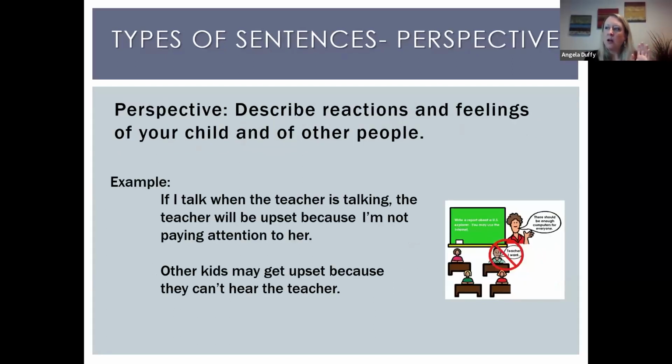Okay, so next we're going to go over perspective sentences. These perspective sentences describe reactions and feelings of your child and of other people. Like I said, it's the whole theory of mind thing: how are other people feeling, what are they thinking, and how should I react? How are they reacting? Okay, my example is: if I talk when the teacher is talking, the teacher will be upset because I'm not paying attention to her. Other kids may get upset because they can't hear the teacher. And you see I have that example there.